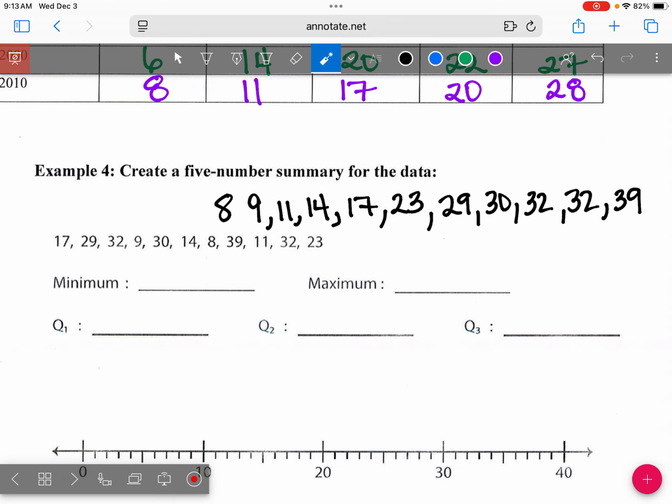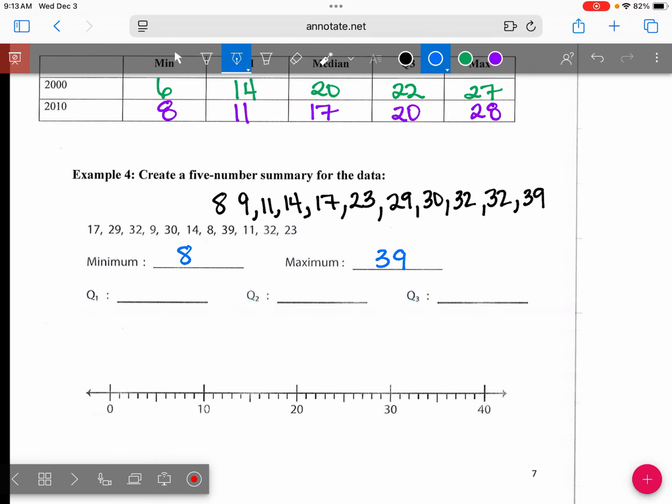So now that it's in order, we can answer the 5-number summary. The lowest number in the list is 8. That's my minimum. The highest number in the list is 39. All right, now figure out what number is in the middle. Don't say it out loud, but figure out what number is in the middle of the list. Oh, and as I do it, I usually draw my line. So let me go ahead and draw a line at 8. Put a line at 8 and put your line at 39.